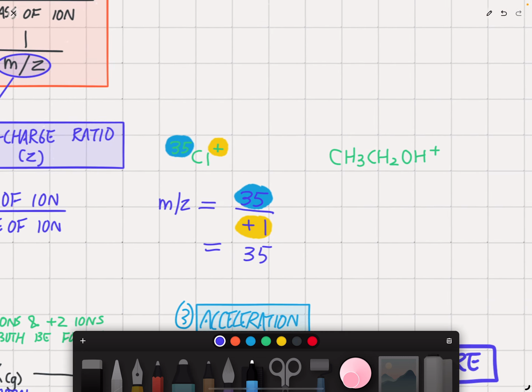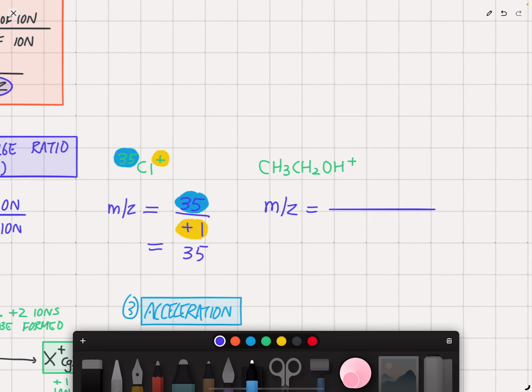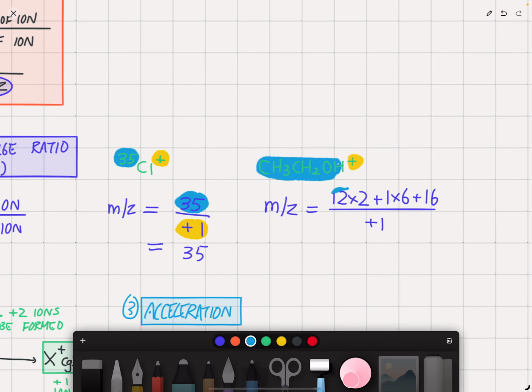And what about the mass to charge ratio of this other ion in here? Well, we need to look up the periodic table. So we have a total of 2 carbon here, so 12 times 2, 6 hydrogen in total, so 1 times 6, and then we have an additional oxygen, so 16. So they are divided by +1, which is the charge of this ion. So we need to add up everything in the formula in here, and then divide it by the charge.